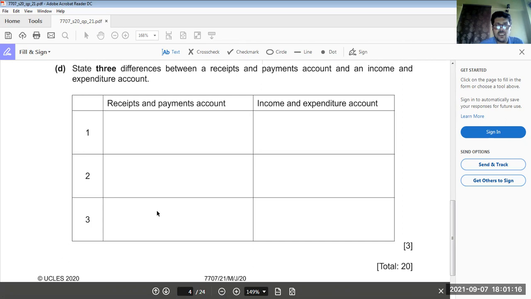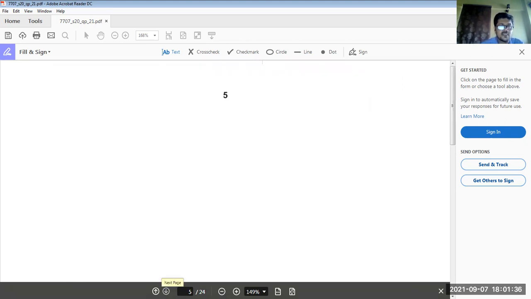Receipt and payment account: we include all types of capital and revenue receipts and payments. Income and expenditure account: it only includes revenue receipts. Okay. Next.